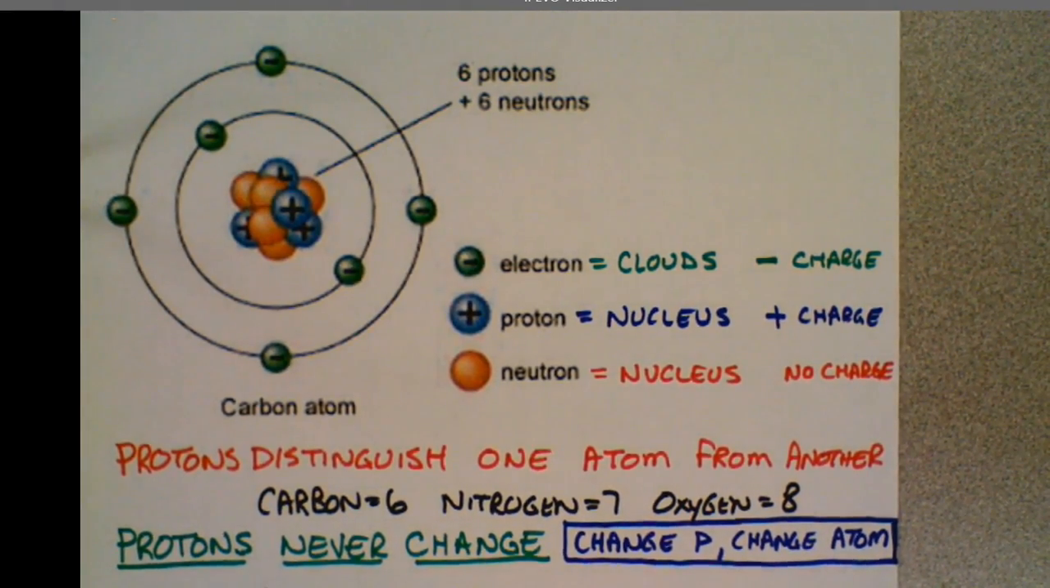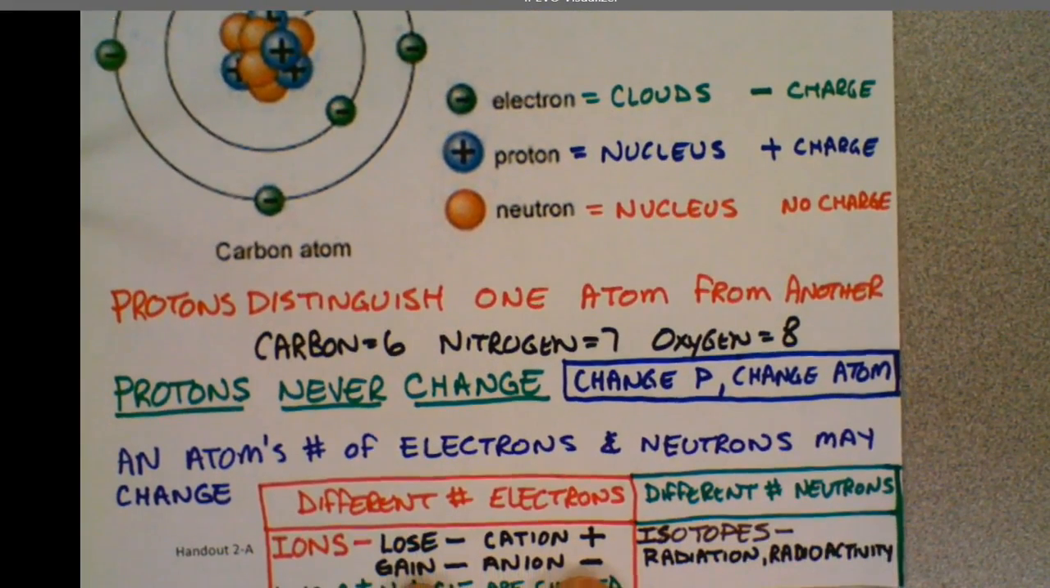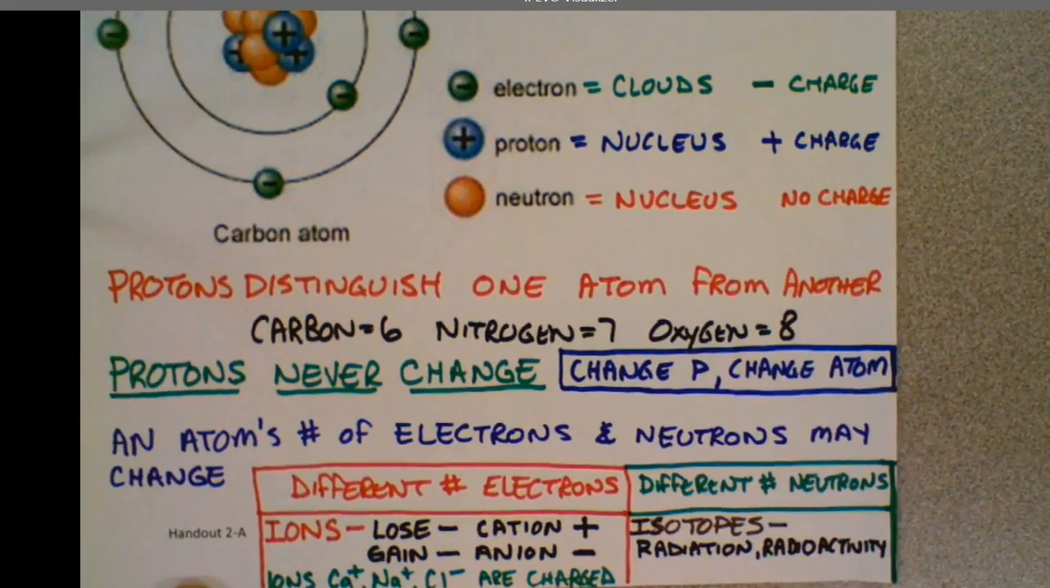So these protons are super important because they're going to tell us whether we have hydrogen or helium or boron or carbon or nitrogen or oxygen or gold or silver. It's the amount of protons in a nucleus. All right, now in contrast to that, it says an atom's number of electrons and neutrons can change.